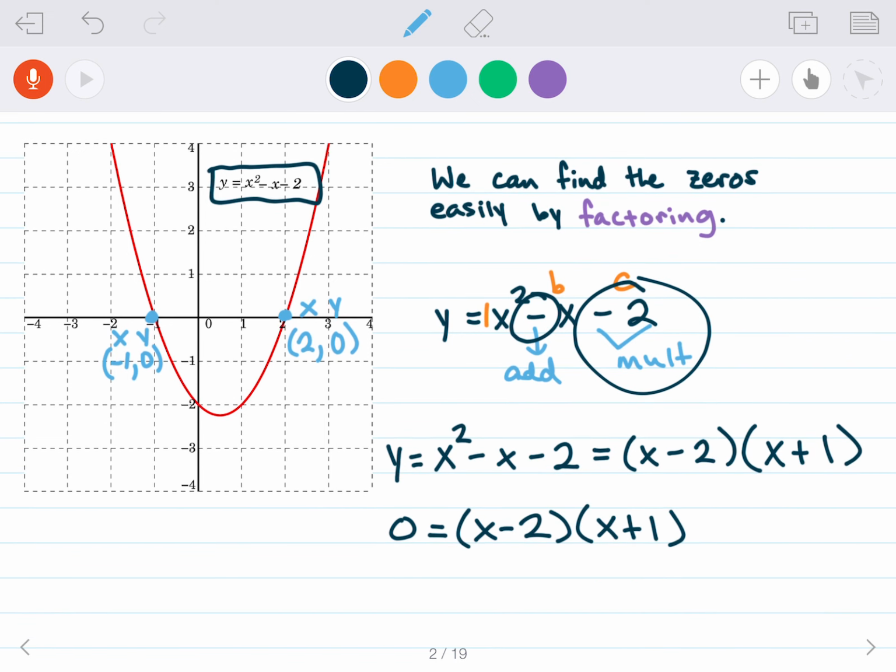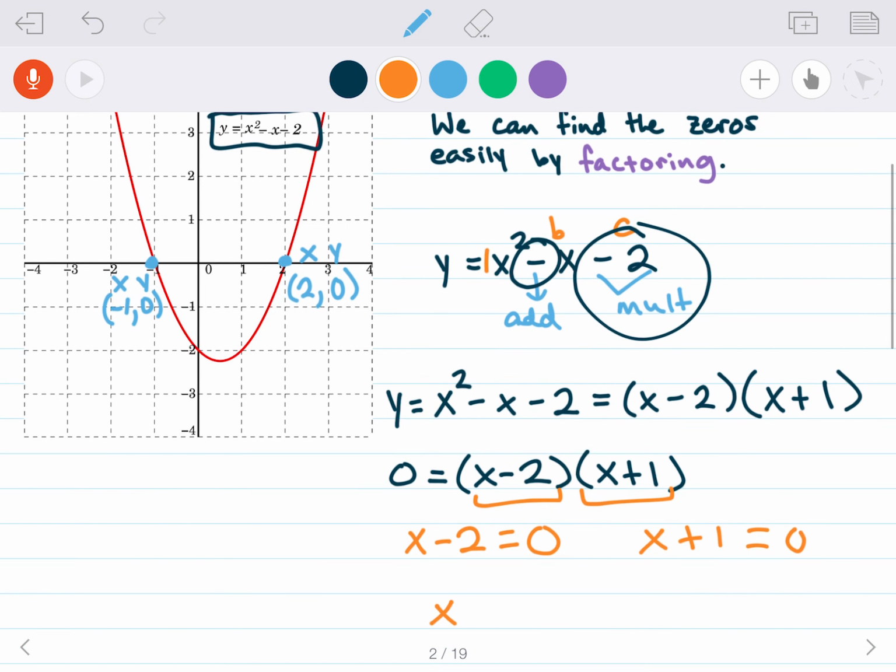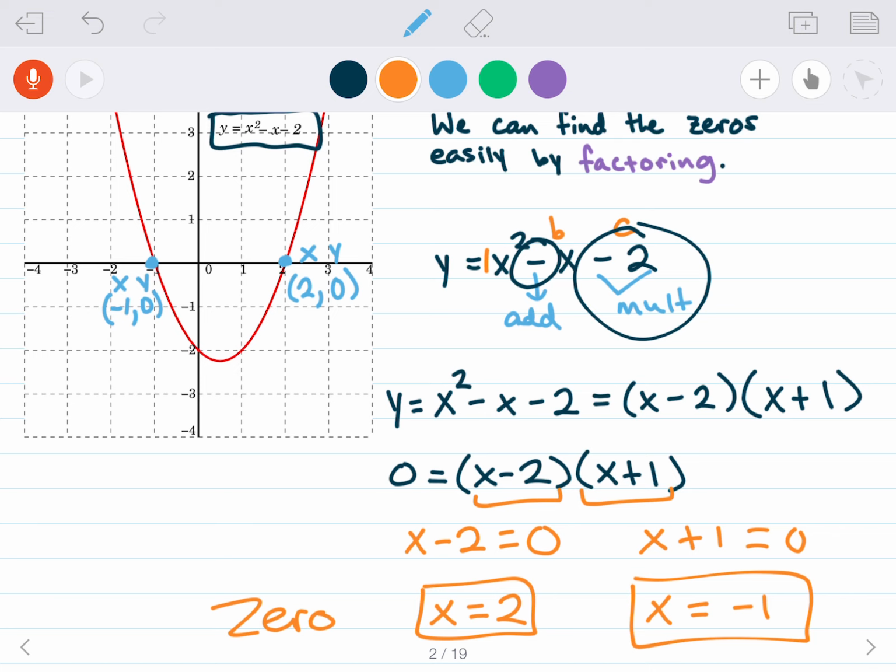We talked a little bit about the zero product property, kind of informally last time. It basically says if you have two things that are being multiplied together, either one of those things is 0 or both of those things are 0. That's why we set each of these factors equal to 0 and solve the equations. Adding 2 to both sides, we get x equals 2, and subtracting 1 from both sides, we get x equals -1. So these are the zeros, aka the x-intercepts, and we can see them right here in our graph.